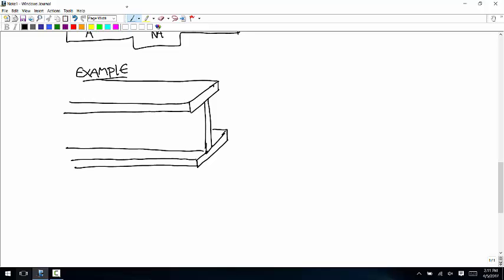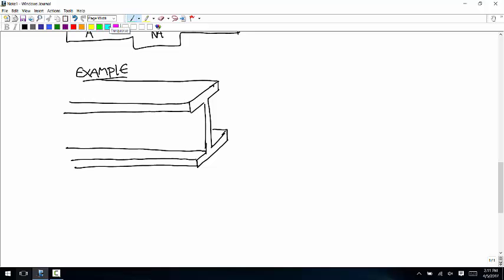Okay, well, I guess you know what I mean, an I-beam. Those things that they hit people with in Wile E. Coyote. So why do they make beams this cross-sectional shape?